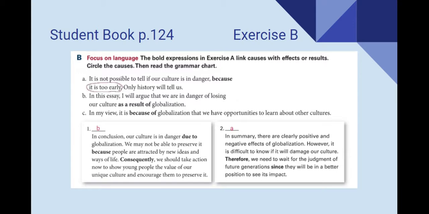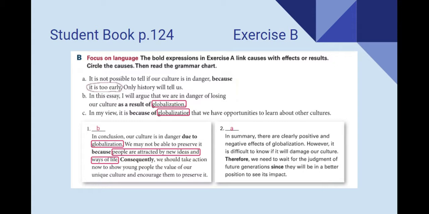Okay, great. Let's go ahead and check. B. In this essay, I will argue that we are in danger of losing our culture as a result of globalization. C. In my view, it is because of globalization that we have opportunities to learn about other cultures. In paragraph 1. In conclusion, our culture is in danger due to globalization. We may not be able to preserve it because people are attracted by new ideas and ways of life. Consequently, we should take action not to show young people the value of our unique culture and encourage them to preserve it. So, if you notice, all of this part is actually an effect, a result, but not a cause.